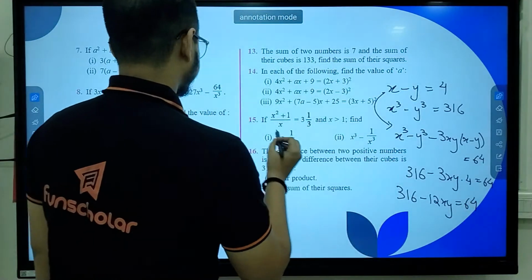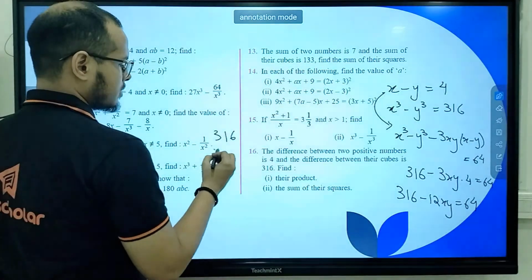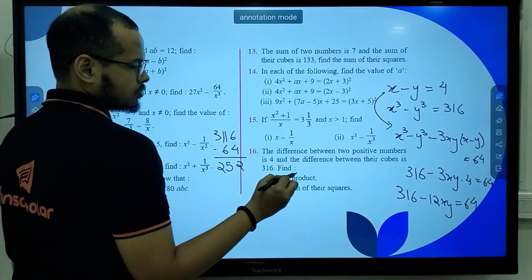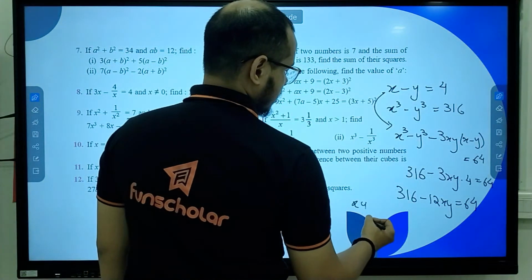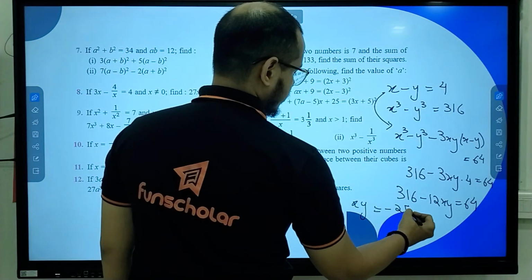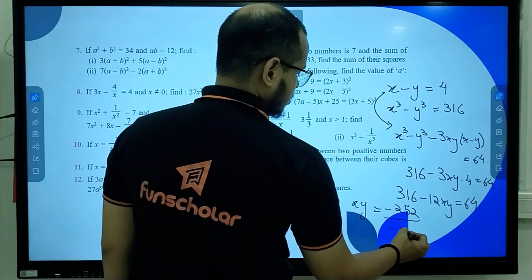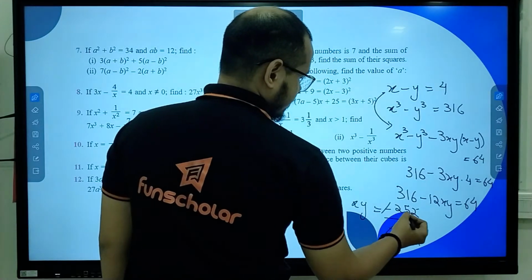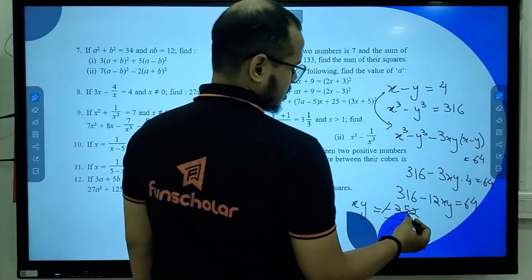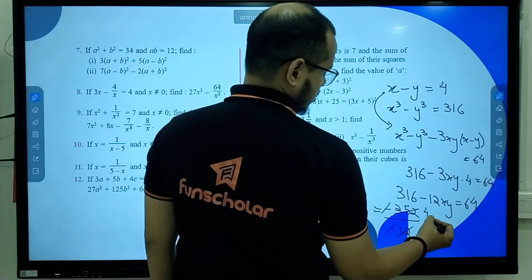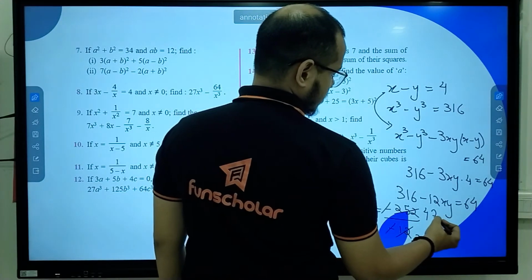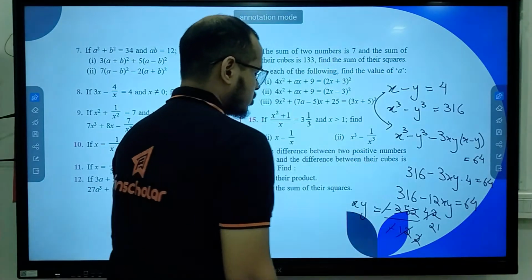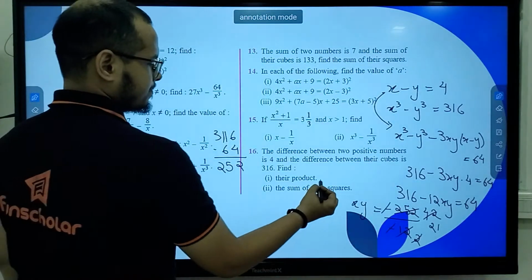Okay, now 316 minus 64, that is 252. So xy is equal to minus 252 divided by minus 12. Okay, 12 twos are 24, 12 ones are 12... so 21. So the product is 21.